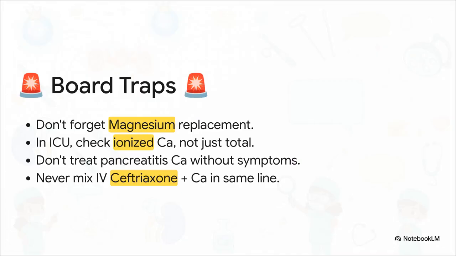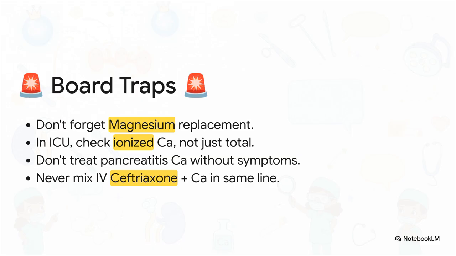All right, high yield alert. Let's burn these common board traps into our brains so you don't fall for them. First, we've already hammered this home, but never ever forget magnesium. Second, in the ICU, always check an ionized calcium.